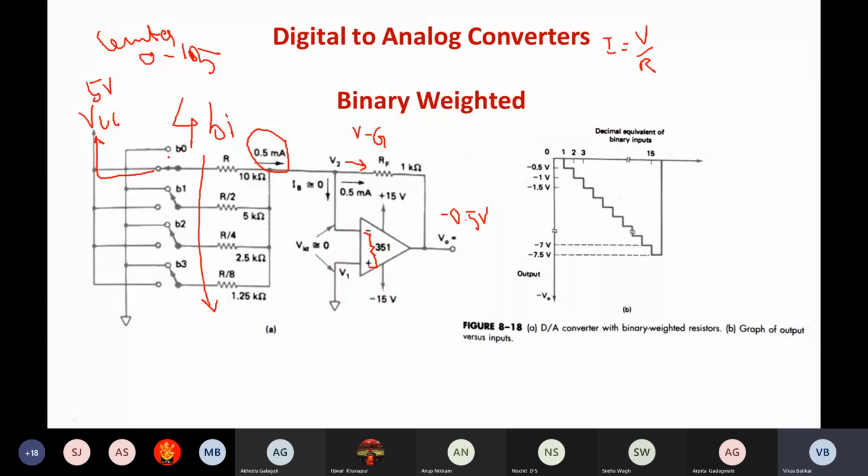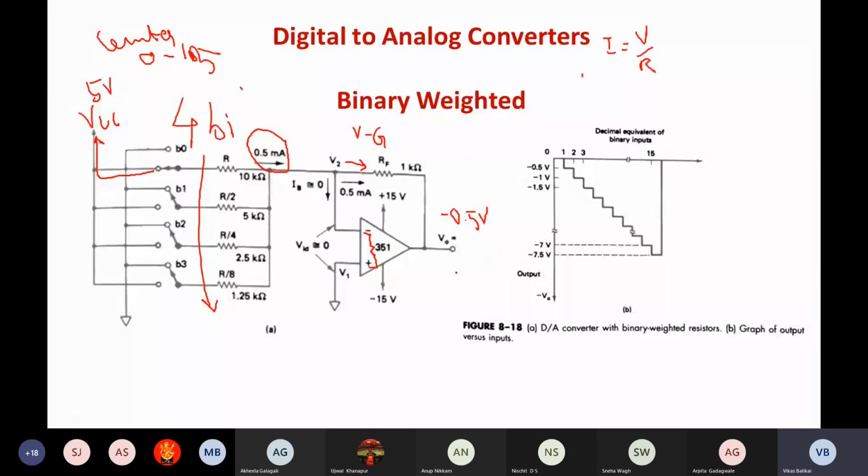So now what has happened here? If I consider B0, B1, B2, B3, B0 was connected to 1. So for that particular 1-bit binary, I'm going to get an output of plus 0.5 or minus 0.5 volt. One thing we can also observe here is that this entire setup can be considered as working as a current to voltage converter, isn't it so? The current here, which is generated as 0.5 milliampere, is now converted into voltage. So I can even use this entire circuit as a current to voltage converter.